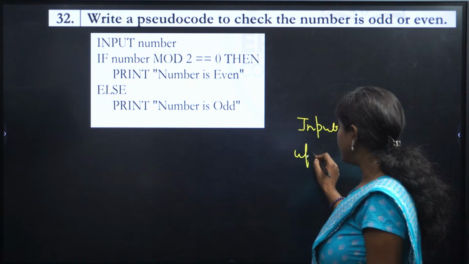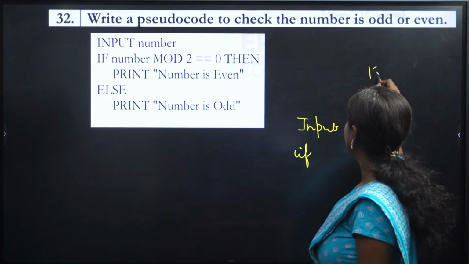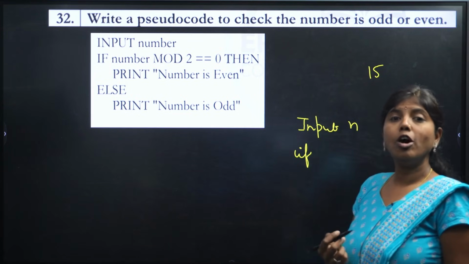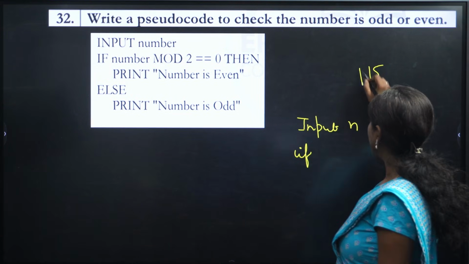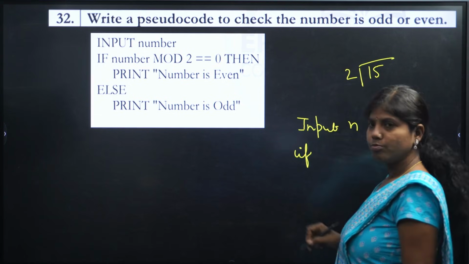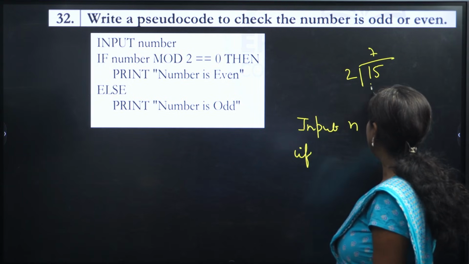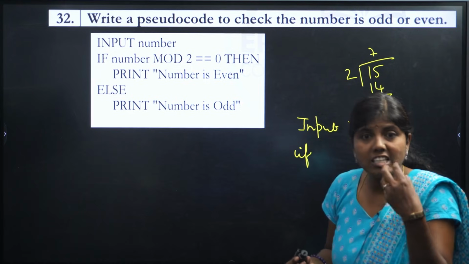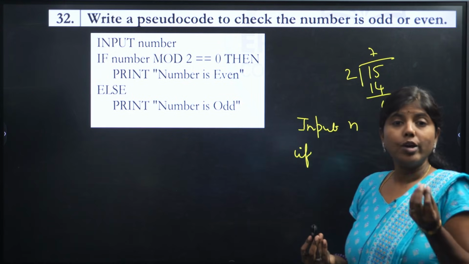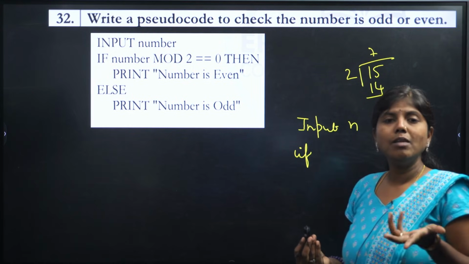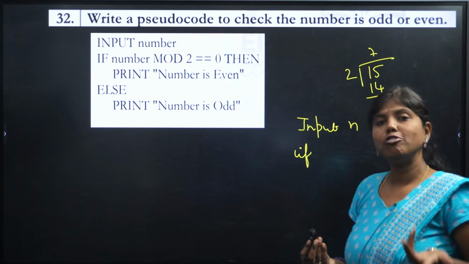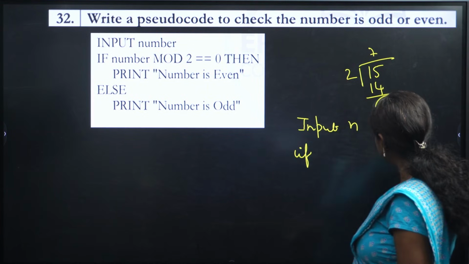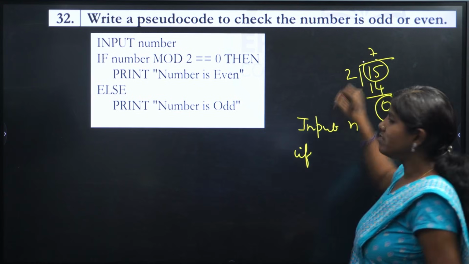Divisibility of a number. If I take the number 15, is it divisible by 2? Divisible means you're taking a number and dividing by 2. Okay, 2 sevens are 14 and the remainder. Remember, when you're checking divisibility, we take a number, divide by 2, and then check for the remainder. If the remainder is 0, then we say the number is divisible.